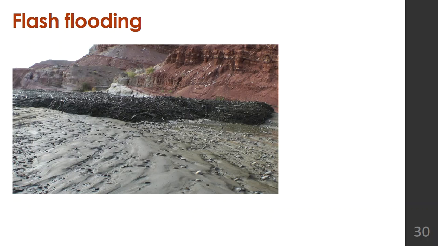There'll be a rain event that happens upstream. All of a sudden, water will come rushing through that canyon very, very quickly, and people will frequently drown from them. So when you're in a hiking situation in an area where flash floods can occur, it's very important to understand what the weather is doing and to know about rain events that are occurring upstream.